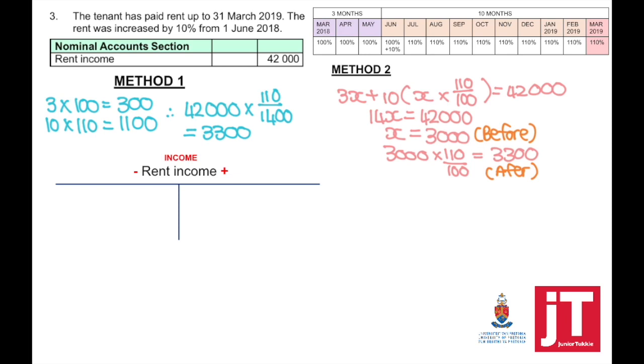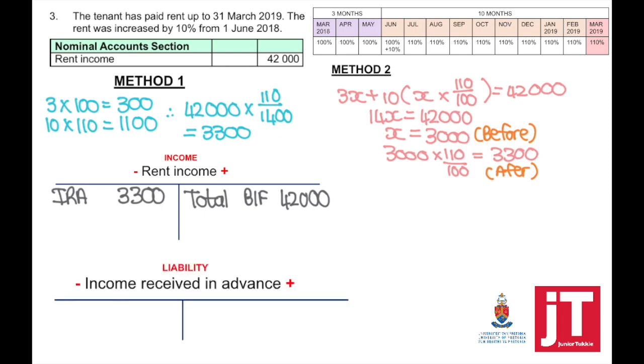To show this now, what is going to happen with our rent income? We have a total brought forward, 42,000. This is equivalent to 13 months. 1 month must be taken out because this was income received in advance, 3,300. If we take the credit side minus the debit side, this equals our total income for this accounting period.